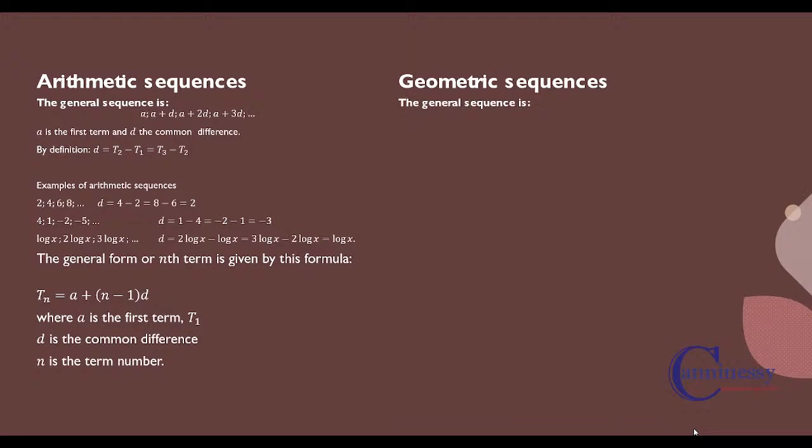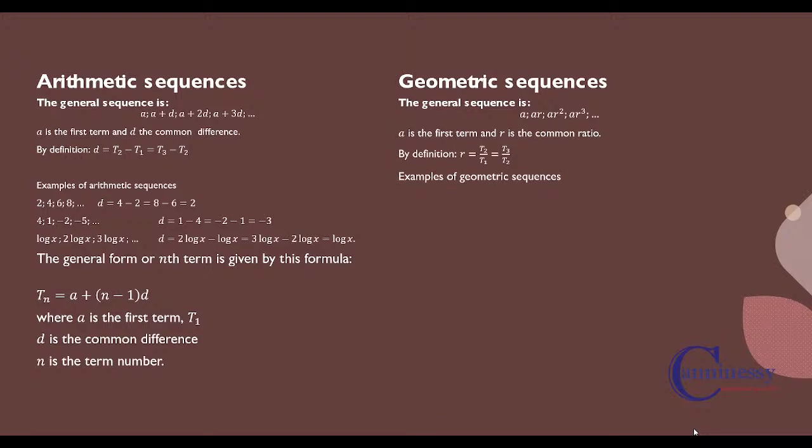So now let's go to geometric sequences. The general form is a, ar, ar squared, ar cubed. a is the first term and r is the common ratio. By definition, r is equal to T2 divided by T1, which is equal to T3 divided by T2. So it means that the common ratio is equal to successive term divided by previous term.